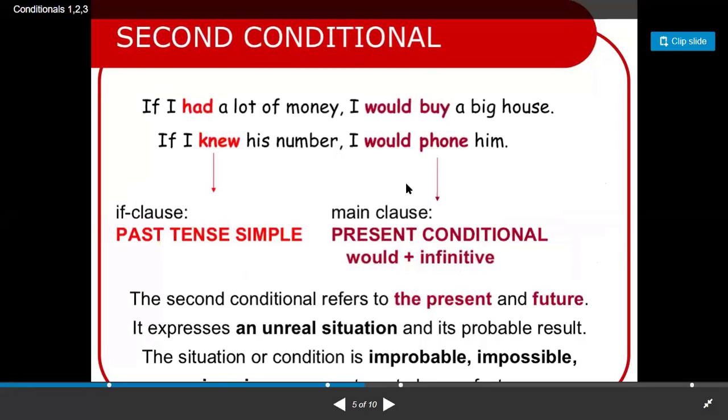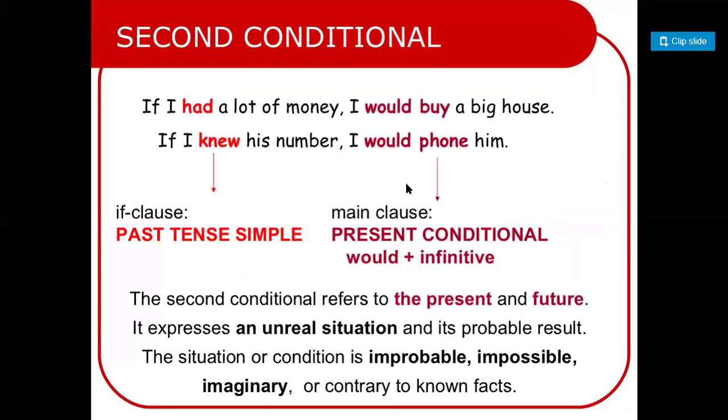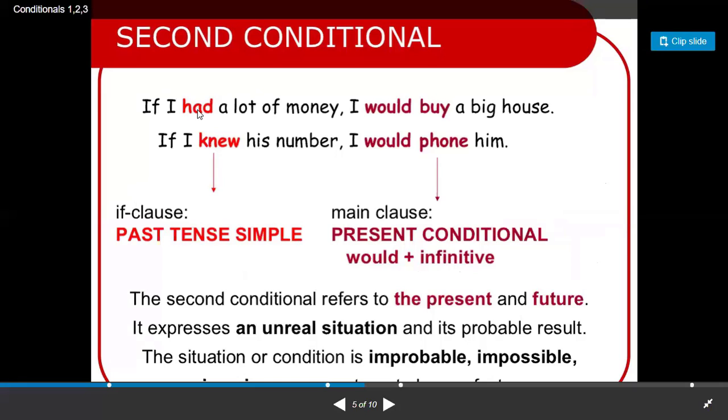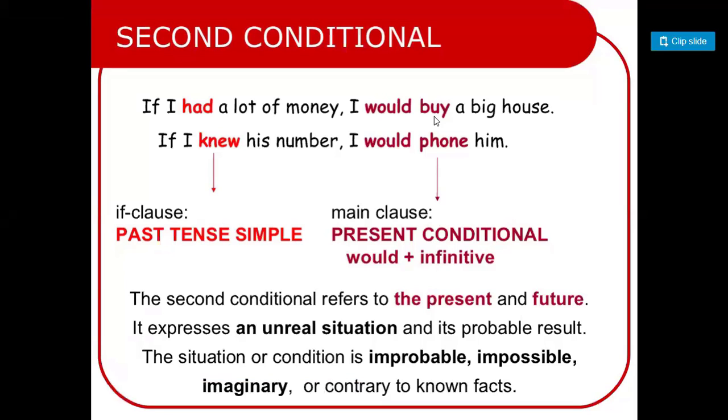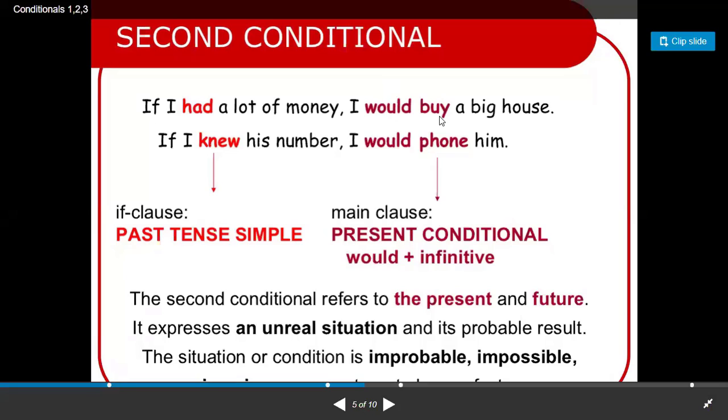If I had a lot of money, I would buy a big house. If I knew his number, I would phone him. The first thing you should notice is the tense. Here you would find past simple tense, and here you would find would plus the first form of the verb, which we call the infinitive. So it is would plus infinitive, meaning you use the first form of the verb.